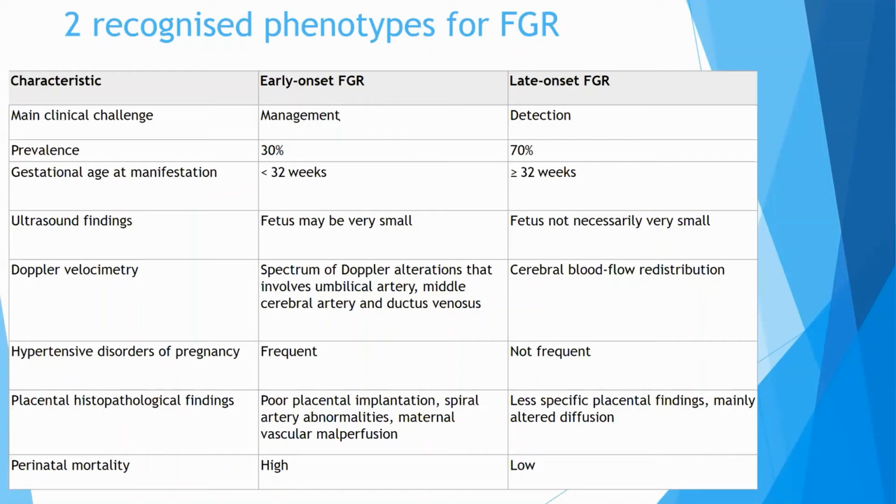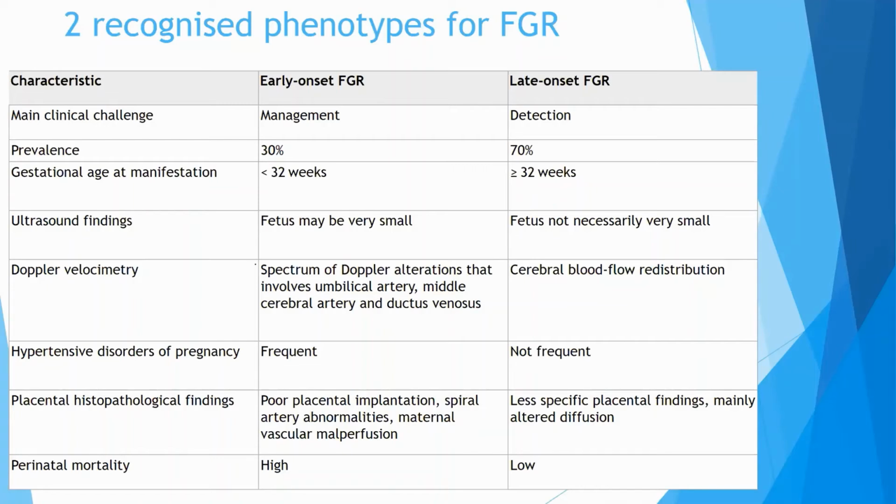And we need to know when we should deliver for a good outcome for both the baby and sometimes also the mother who has severe preeclampsia at that particular point in time. And in terms of prevalence, it tends to be less than the late onset one. For early onset fetal growth restriction, the prevalence is about 30%.